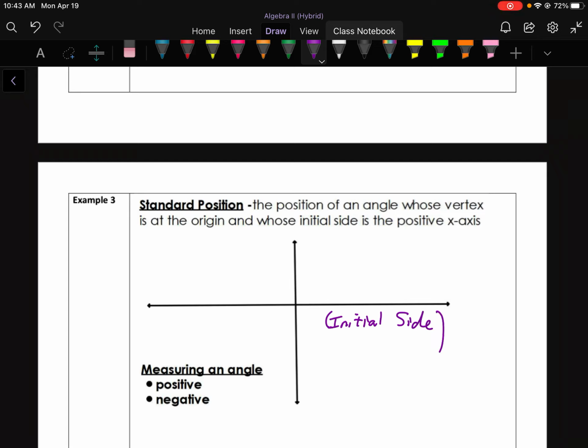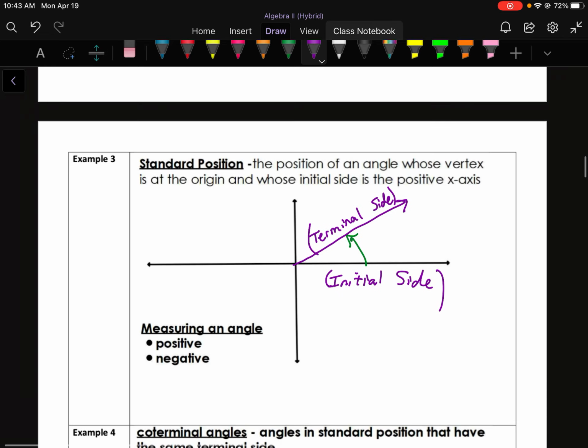Now, positive angles, you always go counterclockwise. Negative angles, you go clockwise. But no matter which way you go, the other side is called the terminal side. So we have our initial side, which is the positive x-axis. We have our terminal side, which is wherever our angle is going. I talked about the movement. So this, for example, could be like a 45-degree angle. And then if you want to go negative, you'd go the other way.